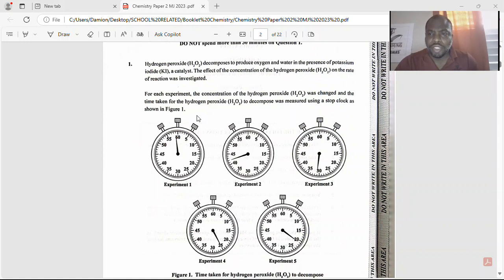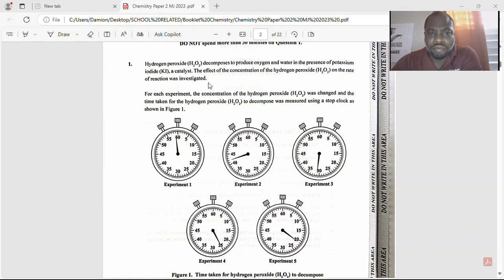All right, so we are looking at a question from the 2023 paper 2. It says hydrogen peroxide (H2O2) decomposes to produce oxygen and water in the presence of potassium iodide, a catalyst. The effect of the concentration of the hydrogen peroxide on the rate of reaction was investigated.